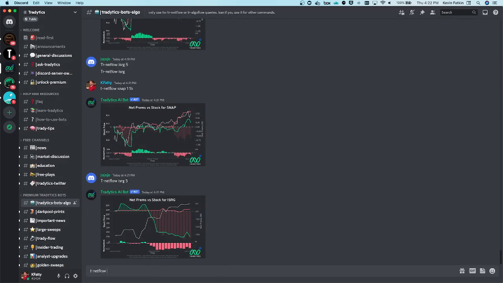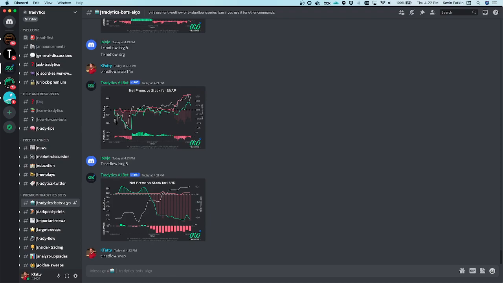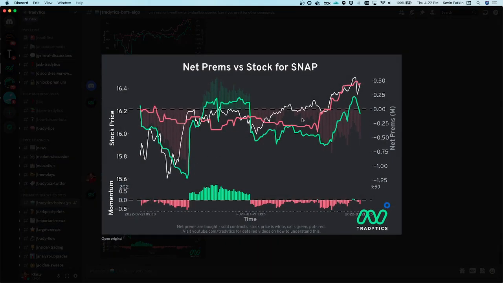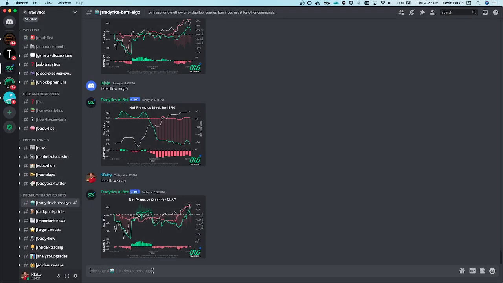Then we'll do T net flow without specifying any days till expiration or any history, and see what we get looking at all expirations. We can see pretty much the same exact picture. So we'll say, okay, SNAP regarding flow is 2 for 2.